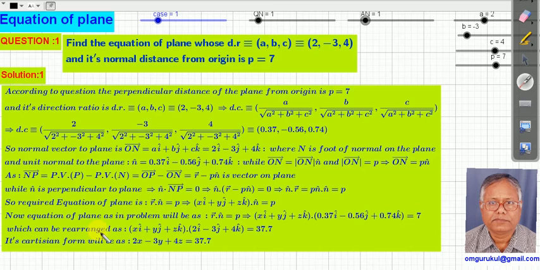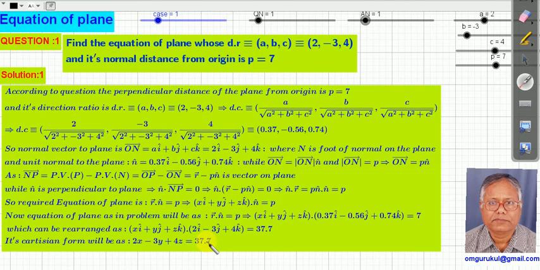If you solve it, you will come to this stage, and in Cartesian form it becomes 2x minus 3y plus 4z equals 7. This is the normal form of the plane whose direction ratio is 2, minus 3, 4 and perpendicular distance from the origin is 7. This way you can derive the equation of a plane whose direction ratio or direction cosine is given and its perpendicular distance is given. Okay.